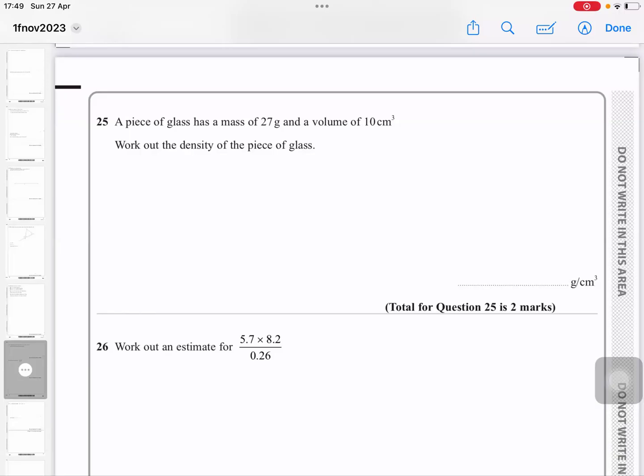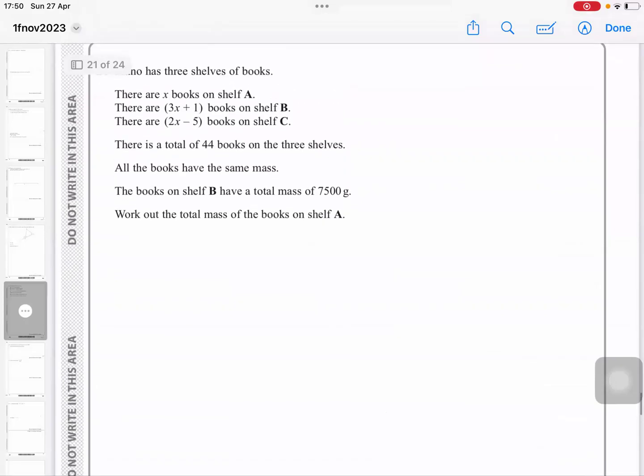Or 0, or the power. Dividing by powers of 10 moves the decimal point to the left according to the number of zeros. Okay.